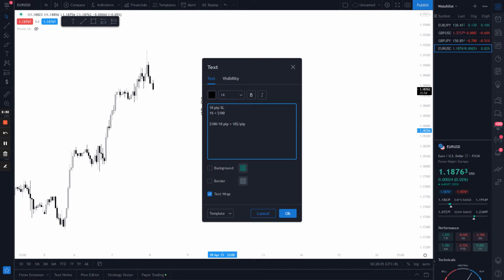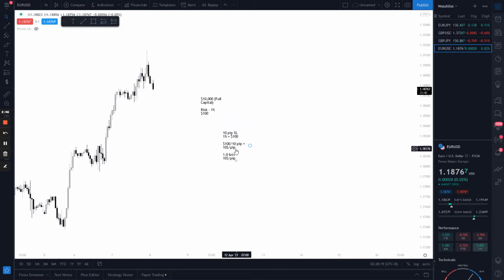And how do you write $10 per pip? It's fairly simple. We know that 1.0 lots equals $10 per pip. So when the stop loss is 10 pips, and you only risk 1% of $10,000, you have $100 to risk. You take the $100, you divide it by 10 pips, you get $10 per pip. And $10 per pip in lots is 1.0 lots.